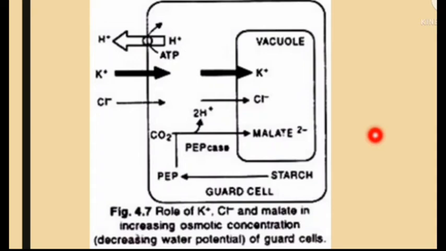In this image, we can see the role of potassium and chloride ion and malate ion in stomatal opening. The ions accumulate in the vacuoles of the guard cells, lowering the water potential and thereby increasing the water uptake and subsequently opening the stomata.